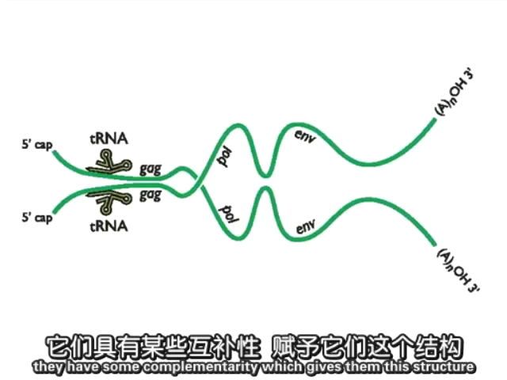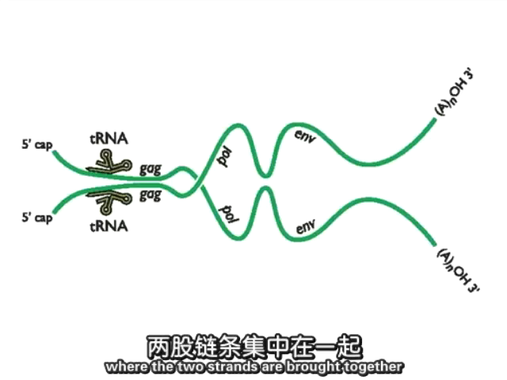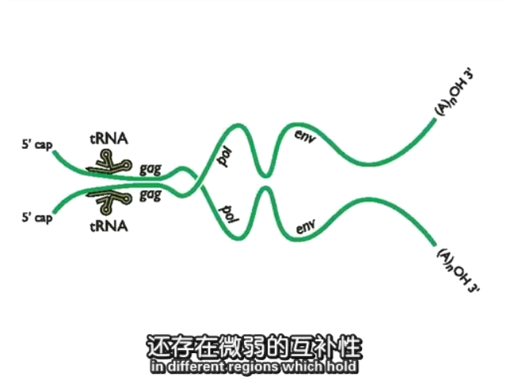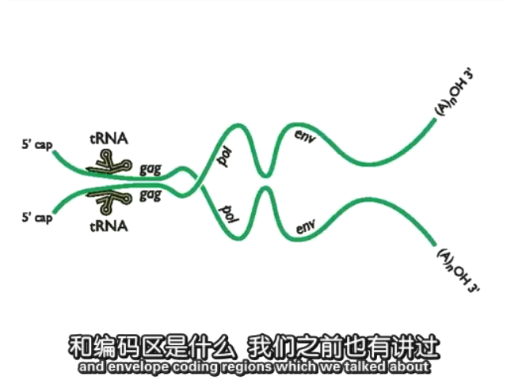They have some complementarity, which gives them this structure. So you can see there are areas where the two strands are brought together. Slightly offset, there's a little bit of complementarity in different regions which hold the two strands together. This just shows you on these RNAs the GAG, POL, and envelope coding regions, which we talked about.